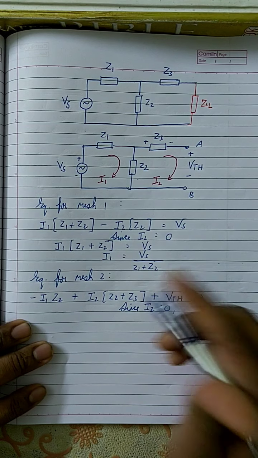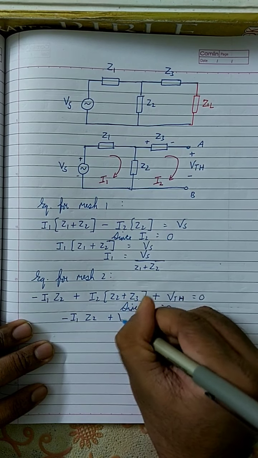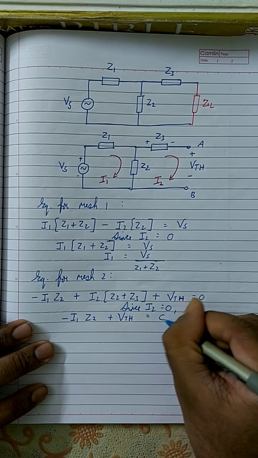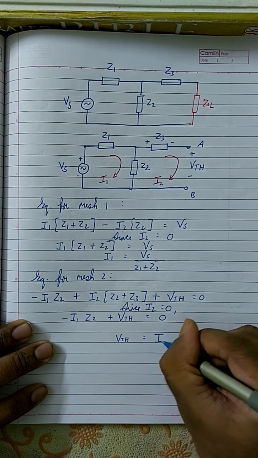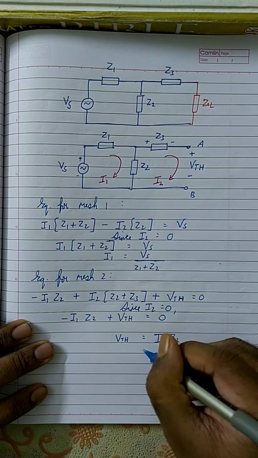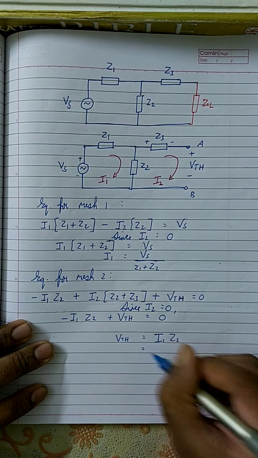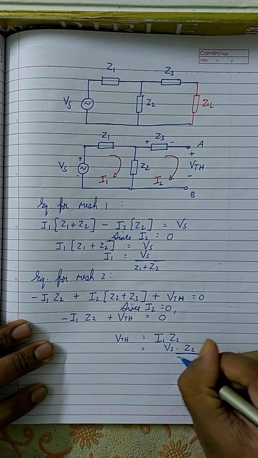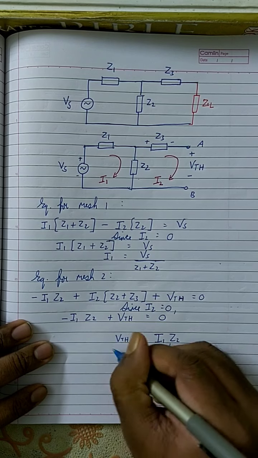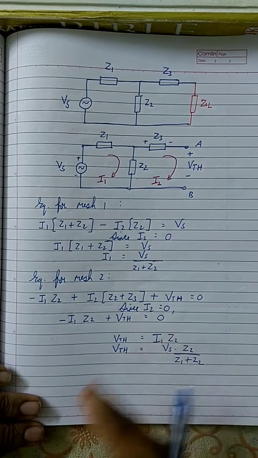So therefore, what do we have? We have minus I1 Z2 plus VTH is equal to 0. In other words, VTH is equal to I1 Z2, and we know what I1 is, we have already written it. What is I1? Vs by Z1 plus Z2. So therefore VTH is Vs into Z2 by Z1 plus Z2. This is an example of VTH, just to explain to you how to find the value of VTH. This is how we find the value of VTH.